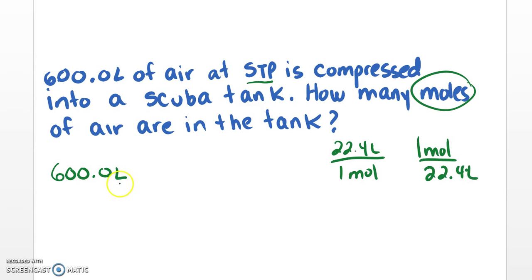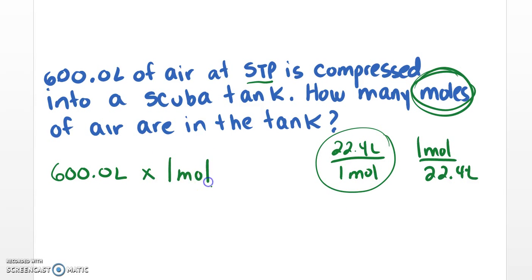We are given liters. We want to figure out moles. So we want to multiply it by a conversion factor that will get rid of the liters and give me an answer in moles. If I multiplied it by this one, my unit would end up being liters squared over moles. So that's no good. Let's multiply it by 1 mole over 22.4 liters. By doing this, my liters will cancel and my answer will be in moles.